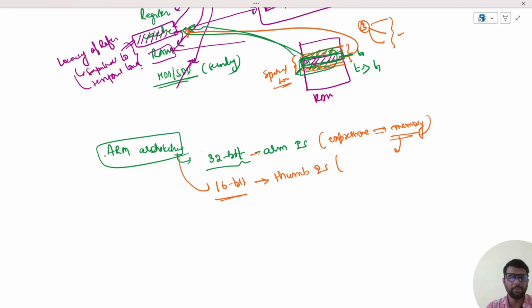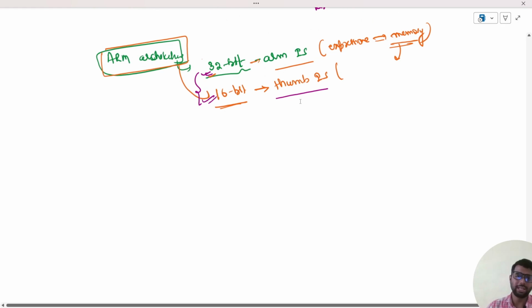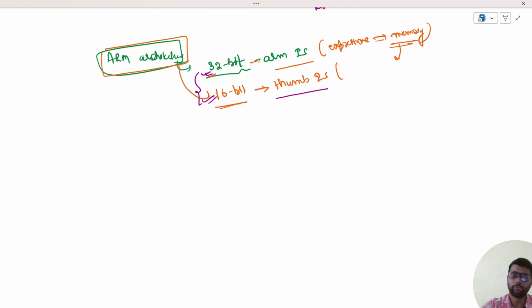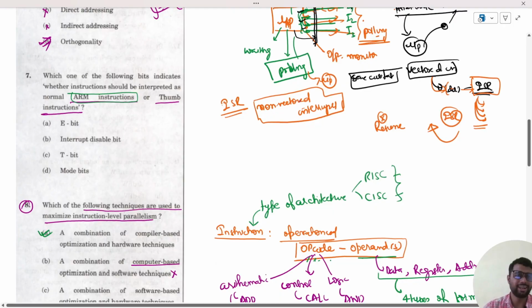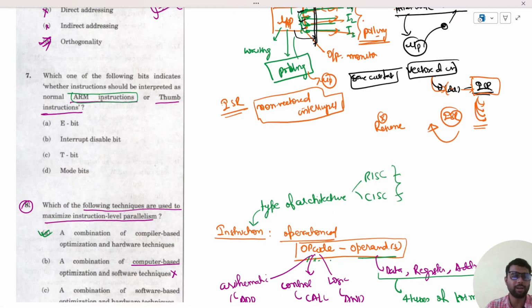So now in the same ARM architecture, there are two types of instruction set. Number one is the ARM instruction set, which is 32-bit, and number two is the thumb instruction set, which is 16-bit. So how would the processor know which instruction set the given instruction belongs to, whether it is 16-bit or 32-bit? There must be something which differentiates that. That is what is called the T-bit. So in the question, it is asked which bit indicates whether the instruction should be interpreted as a normal ARM instruction or the thumb instruction. The answer is the T bit.